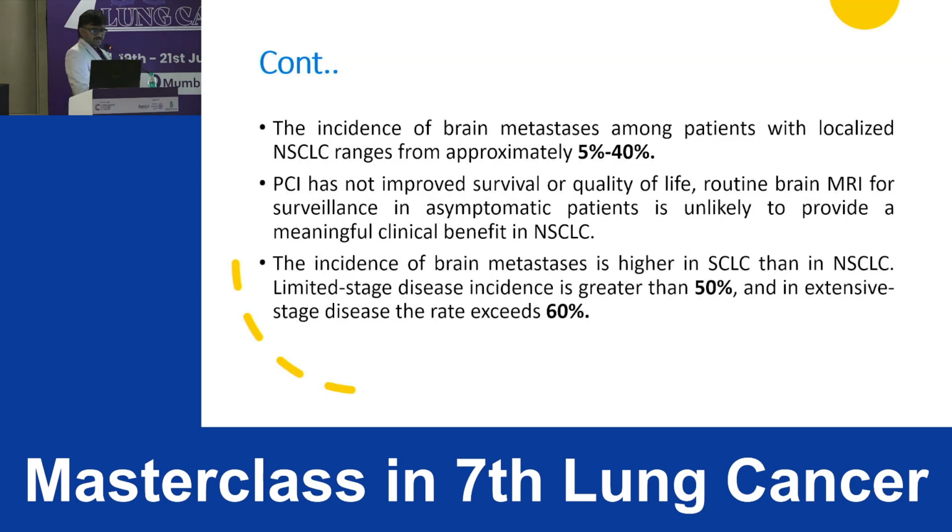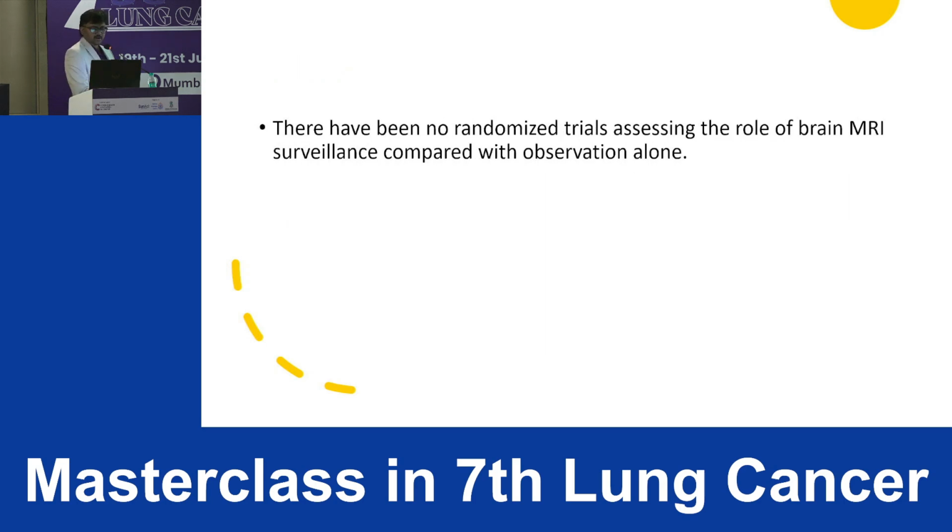We all know the incidence of brain mets in non-small cell is about 5 to 40%, and PCI has not improved survival or quality of life in non-small cell carcinomas. But brain mets in small cell carcinomas are high, about 50% in limited stage and more than 60% in advanced stage. So they need a brain imaging modality. But there have been no randomized trials assessing the role of brain MRI surveillance compared with observation alone.